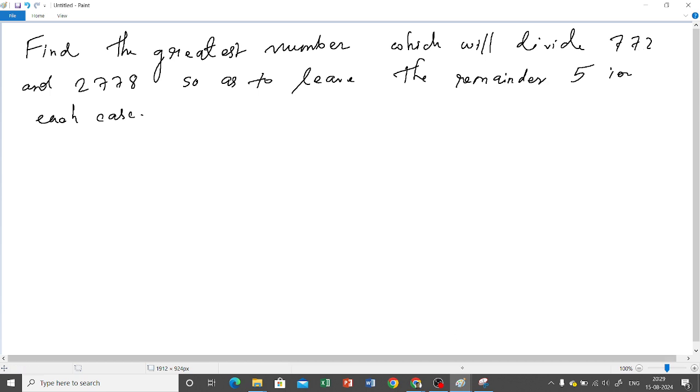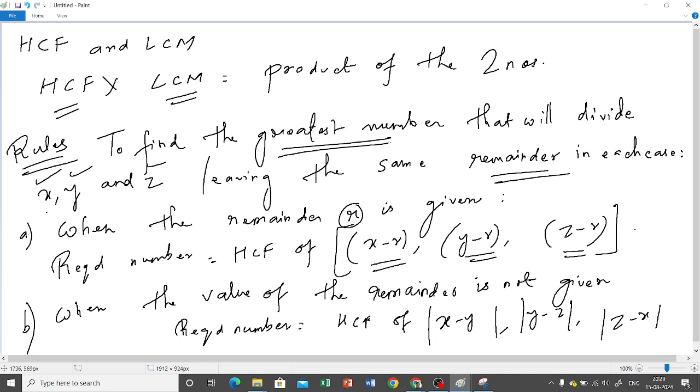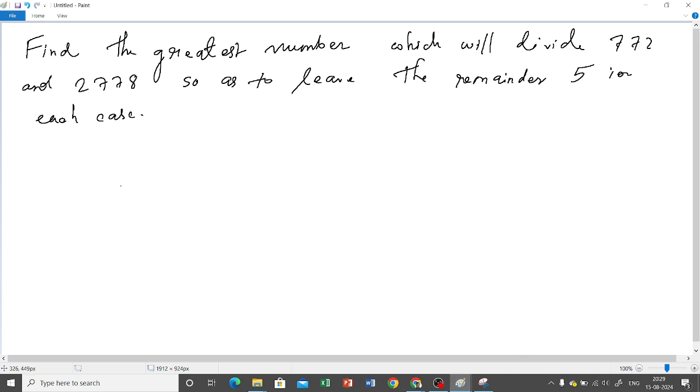Find the greatest number. You see, exactly this falls under rule number A. When the remainder r is given, you need to find out the HCF of what? X minus r. So 772 minus 5 is 767, and 2778 minus 5 is 2773. Okay, so this is what you got. How will the HCF of this be, such a big number?